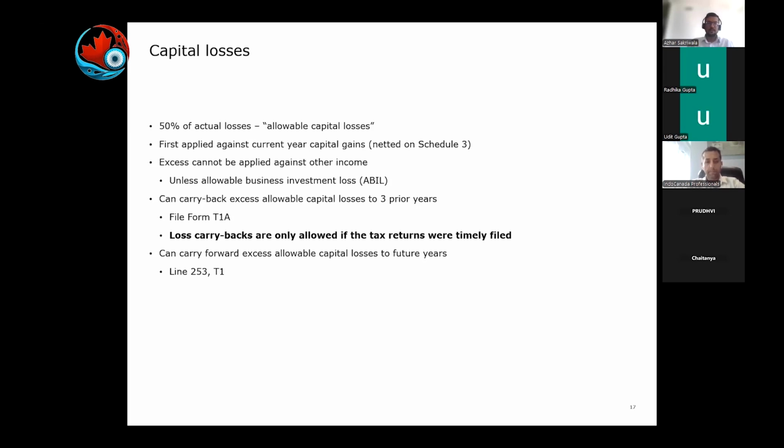If you have been delinquent in filing the previous 3 years' returns, then you cannot claim a carry back of your losses. At the same time, if you anticipate gains in the future, you're allowed to carry forward the capital losses to future years. The details of your capital losses are generally provided in your notice of assessment. So that's why your notice of assessment and your balance details on the online CRA account are very important to decide how much of the losses can be carried back or carried forward.